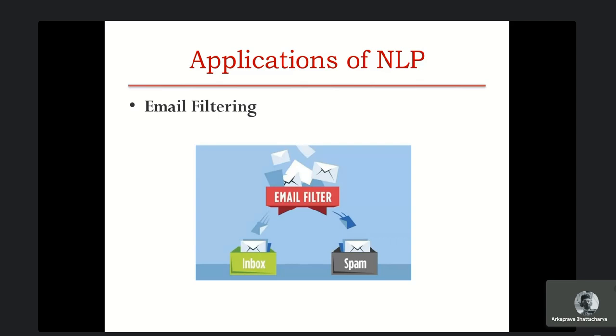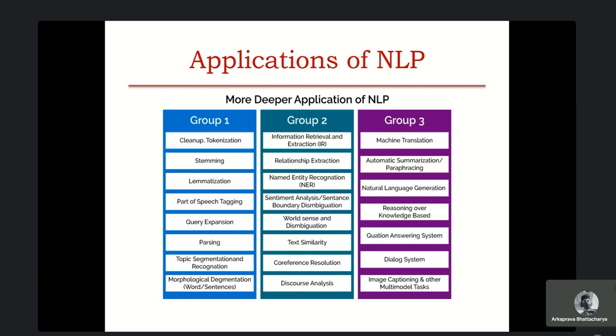Next you have email filtering. Previously, if you looked into the mails, we used to have only inbox, spam, and trash. Now you can see there are many folders being created in Gmail, so that the mails you get can be filtered with respect to the content they are written in, and bifurcated into different folders. This is where natural language processing plays a very important role. From a research point of view, apart from this, there are some deeper applications of NLP.